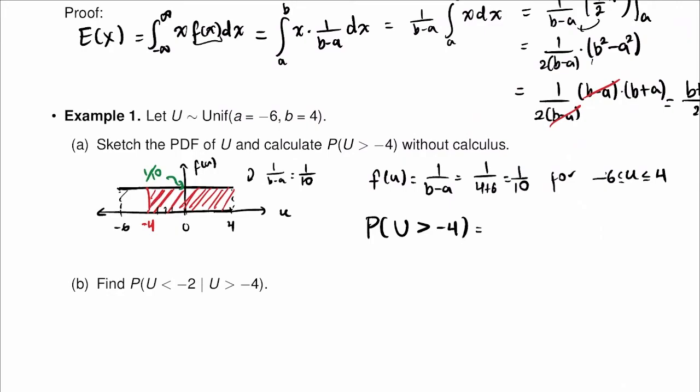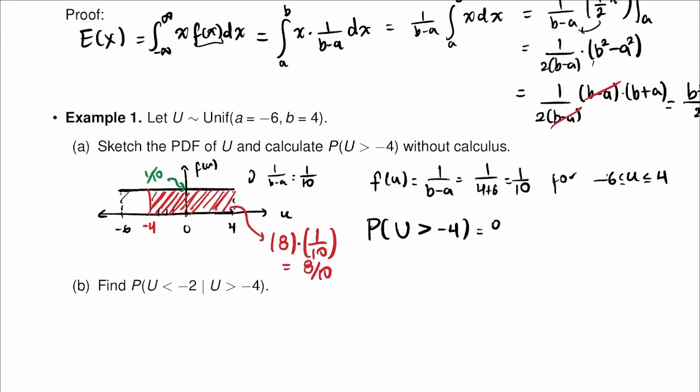So what is the area of this red rectangle? Well, in this case, the width is going to be 8 and the height 1 over 10, right? That is 8 over 10. So this probability is 8 times 1 over 10. That is 0.8. Okay.